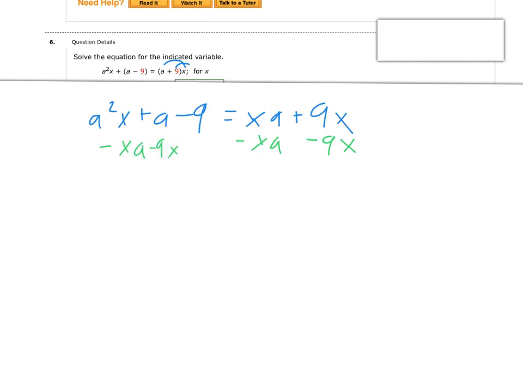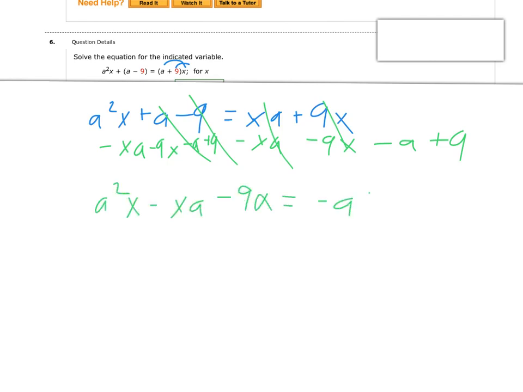And then we're going to move all this stuff without an x over to the other side, so minus a plus 9. So then we get a squared x minus xa minus 9x equals negative a plus 9. And so now you're going to factor out that x and just divide the leftovers to the other side. I'll let you guys try it out.